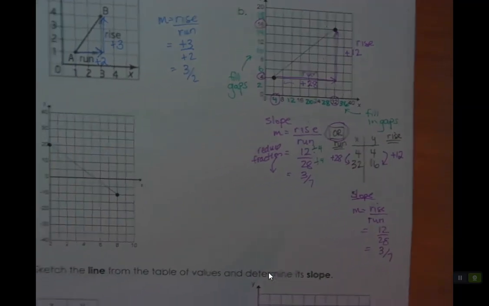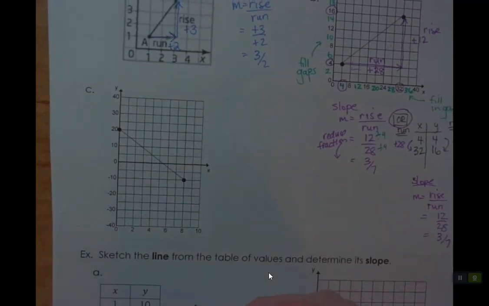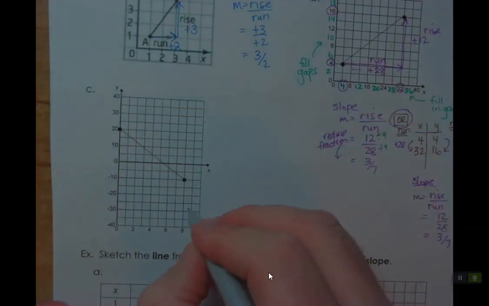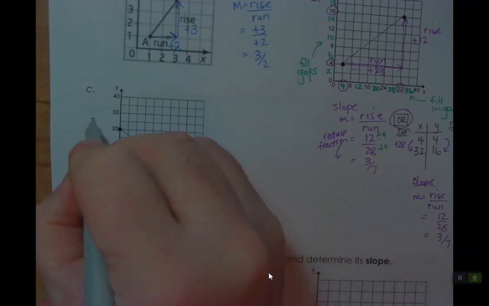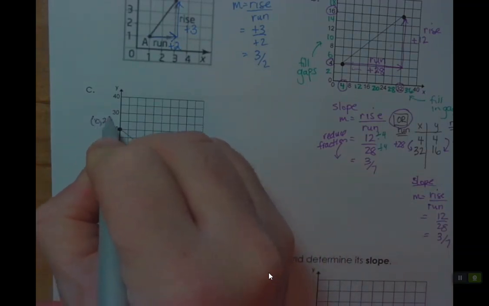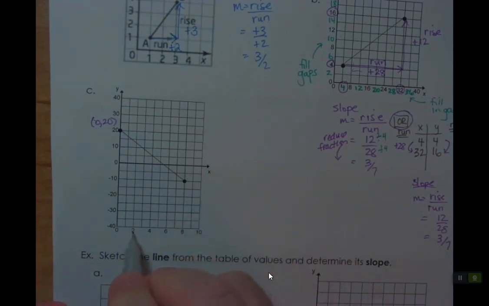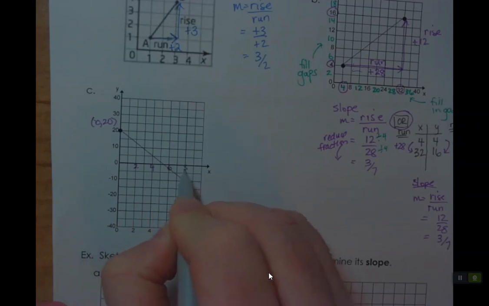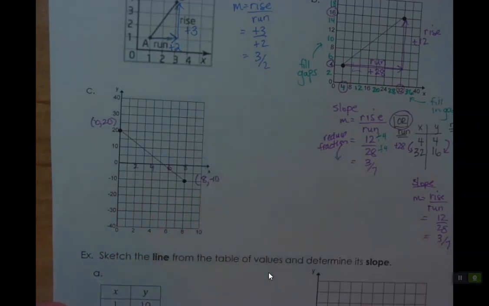Your choice. All right. So what I want you to do, let's help ourselves here a little bit, is let's identify the points we have here. Well, for part C here, that point's really easy. That is 0 and 20. And this second point, there's the numbers down there. So that's 2, 4, 6, and 8. So this point here is 8, -10.